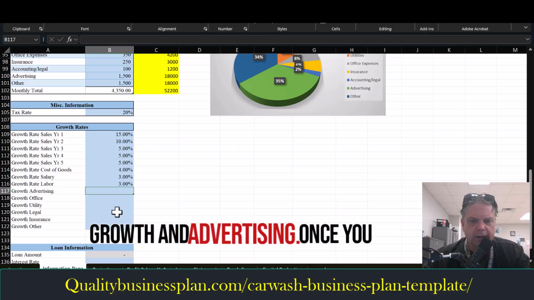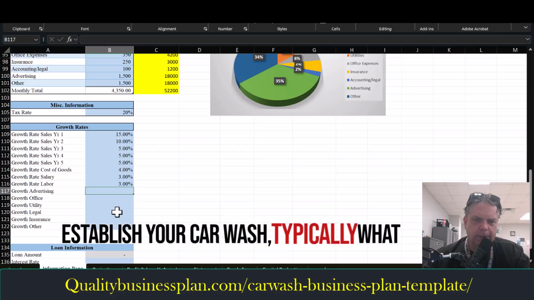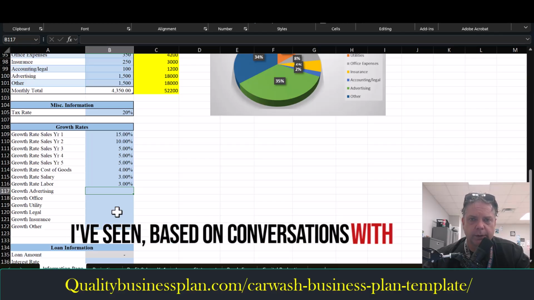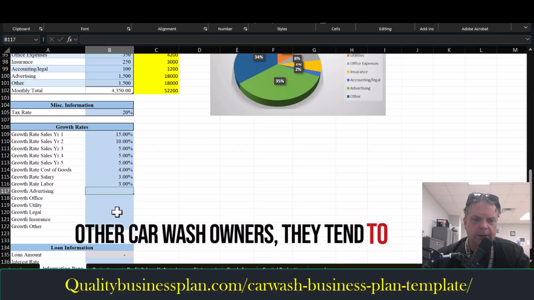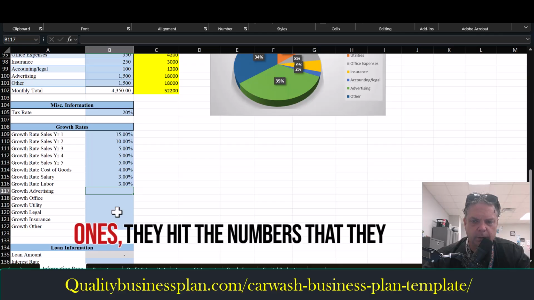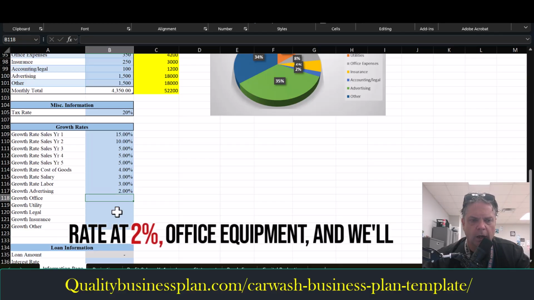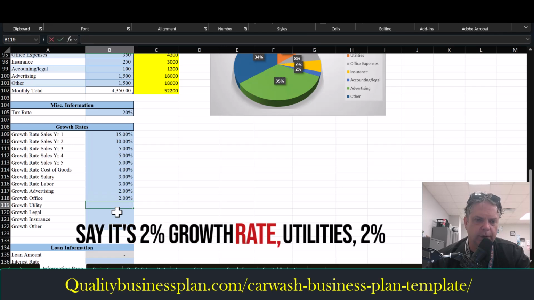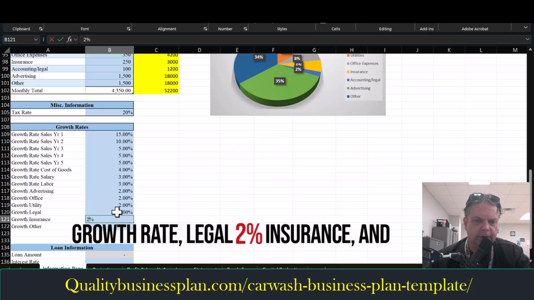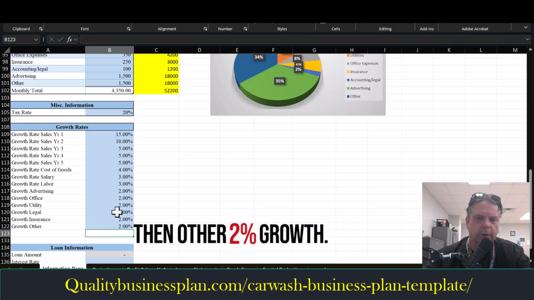Next is going to be the growth in advertising. Once you establish your car wash, typically what I've seen based on conversations with other car wash owners, they tend to scale back a little bit on the advertising once they hit the numbers that they want. So I'll call that growth rate of 2%. Office equipment, we'll say 2% growth rate. Utilities, 2% growth rate. Legal, 2%. Insurance, and then other 2% as well.